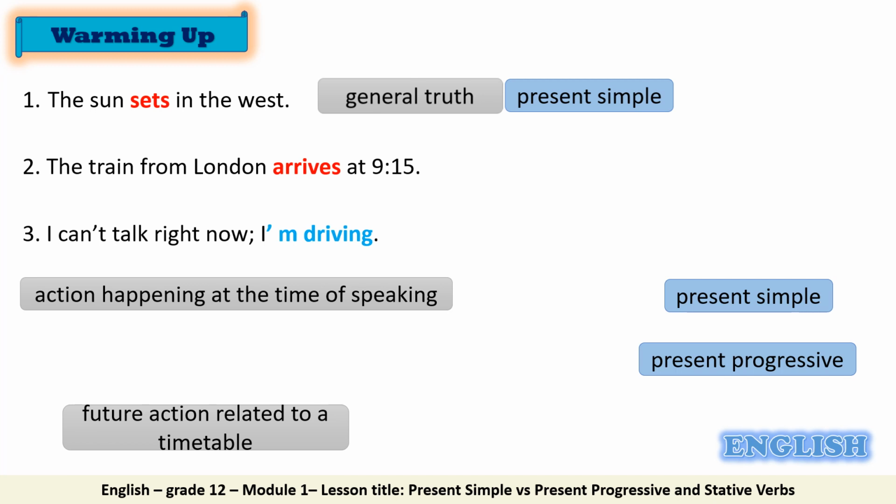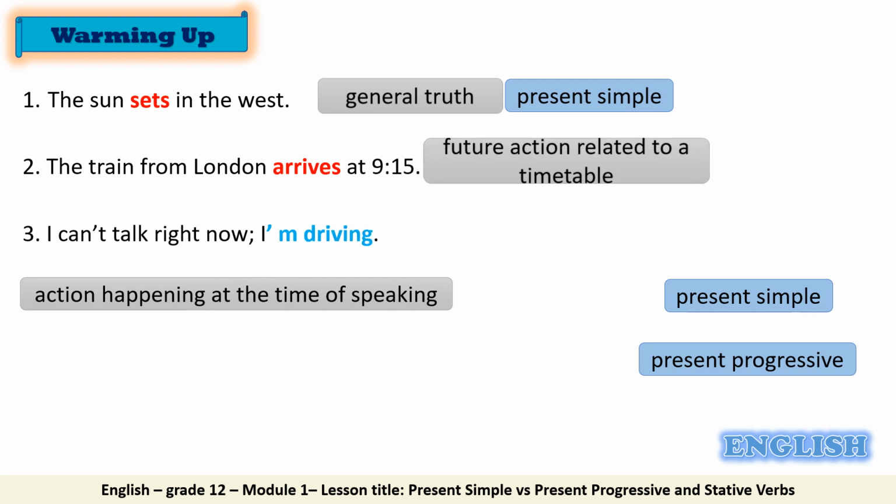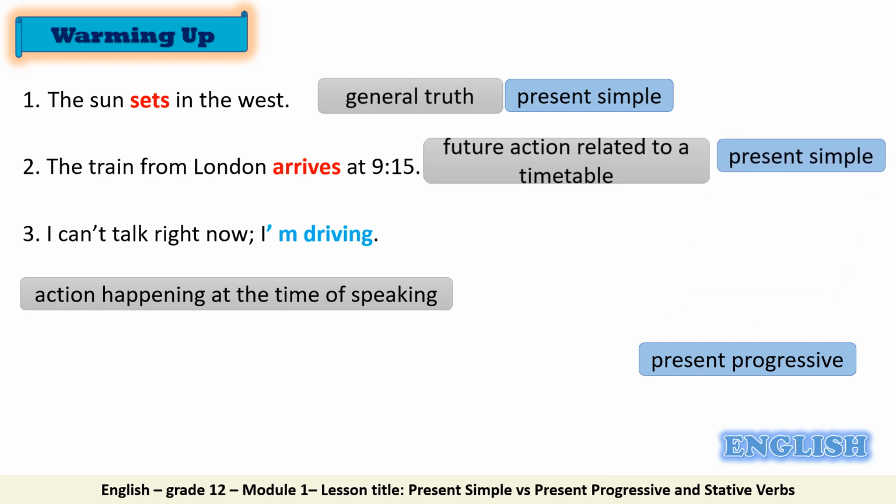Wonderful! The time 9:15 shows that it is a future action related to a timetable. And which tense is used here? That's right. Doubtlessly, it's the present simple tense. Any other exemplary sentence for a future action related to a timetable? That's right. They have a meeting with their boss tomorrow at 10 a.m.